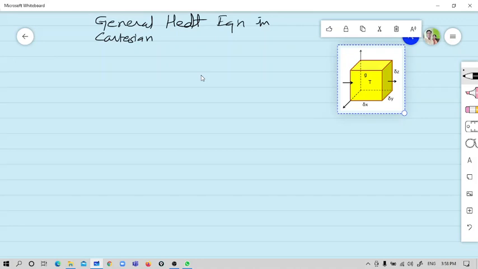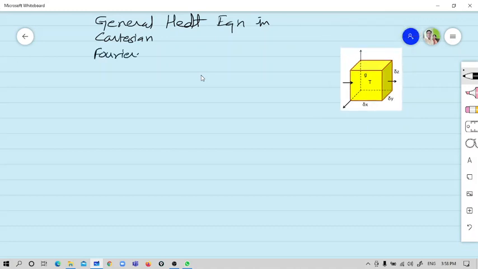this general heat conduction equation is based on Fourier's law of heat conduction. Fourier's law of heat conduction. And the mathematical equation of this law is given by Q is equal to minus K into A into dT by dx, where K is the conductivity, A is the area of cross section, and dT by dx is the temperature gradient along the heat flow.